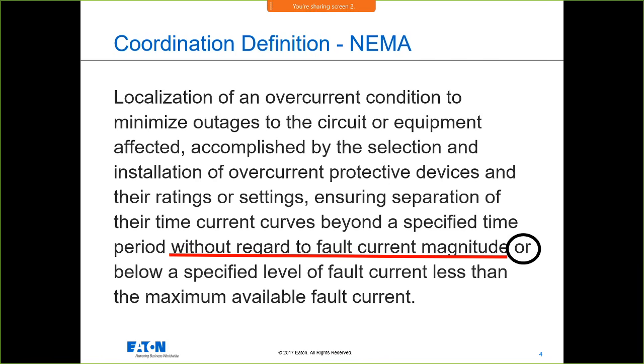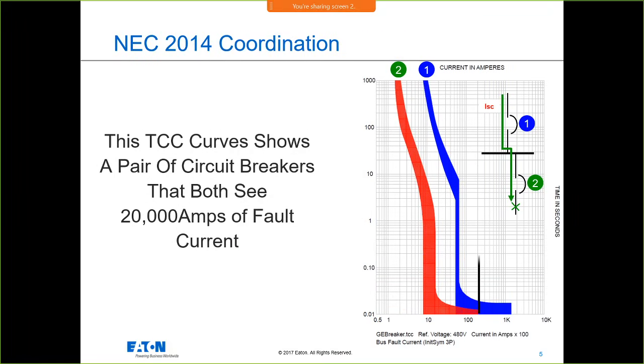Without regard to fault current magnitude, and it says, or below a specified level of fault current, less than the maximum available fault current. So what does that mean? Let's take this application here where we have two circuit breakers in series with each other. I have 20,000 amps. Based upon what you just learned, because the fault current is greater than the instantaneous pickup of both of these devices, you can safely say these are both going to open. Based upon what you see, you would have to say they will open.